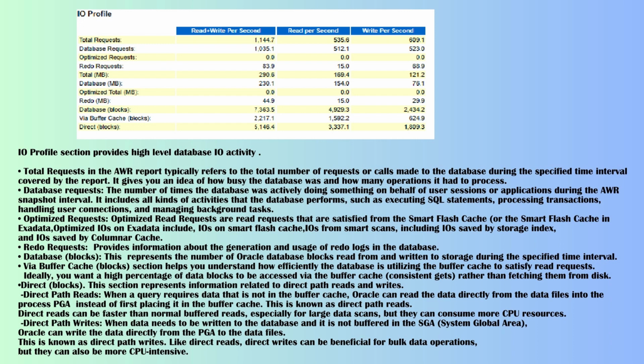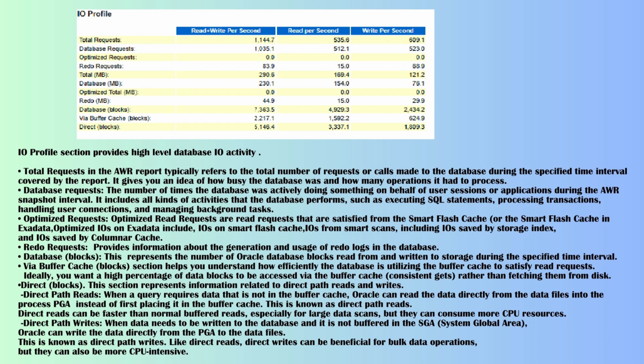Database blocks. This represents the number of Oracle database blocks read from and written to storage during the specified time interval. The buffer cache blocks section helps you understand how efficiently the database is utilizing the buffer cache to satisfy read requests. Ideally, you want a high percentage of data blocks to be accessed via the buffer cache, consistent gets, rather than fetching them from disk, physical reads.